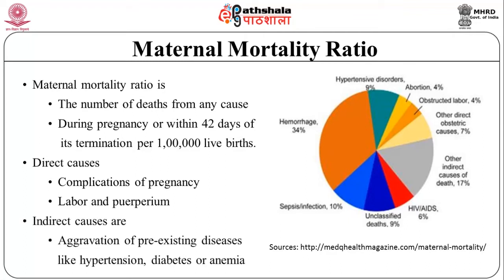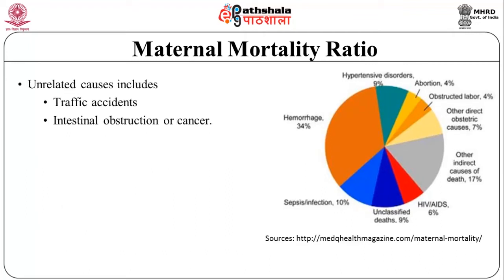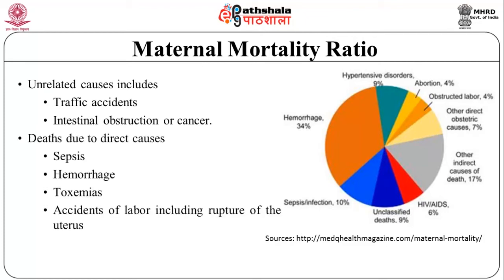indirect or associated causes such as aggravation of pre-existing diseases like hypertension, diabetes or anemia, or unrelated causes such as traffic accidents, intestinal obstruction or cancer. Deaths due to direct causes, also called true maternal deaths, are mainly due to sepsis, hemorrhage, toxemias and accidents of labor including rupture of the uterus. Now the figure illustrates the maternal mortality ratio.